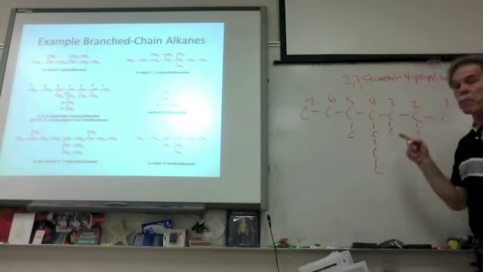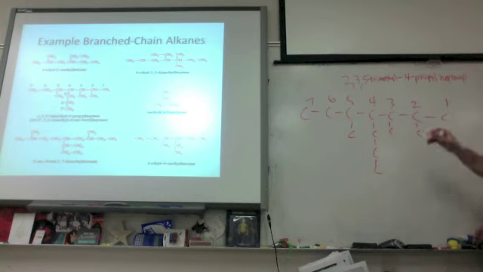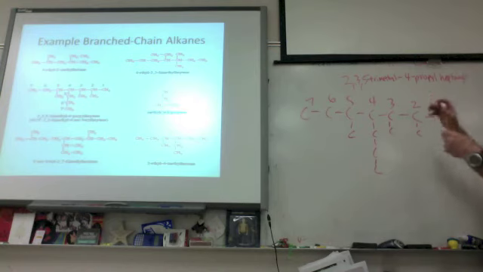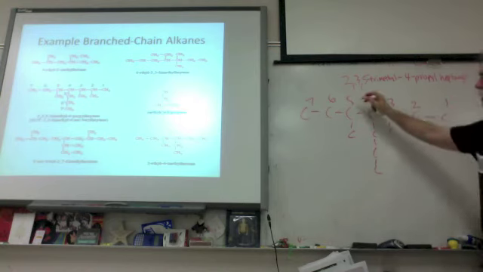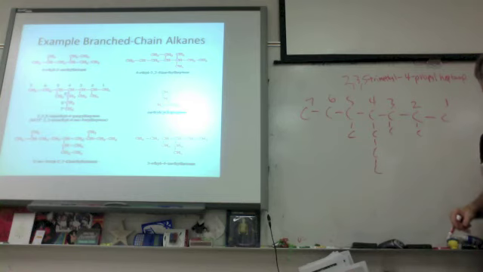Okay? Really complicated. I know it seems that way, but if you break it down, let's say we were given the name and we had to draw it. First thing is draw the parent. 1, 2, 3, 4, 5, 6, 7. Methyls on 2, there's a carbon. 3, there's a carbon. And 5. And a propyl, prop is 3 carbons, 1, 2, 3 on carbon 4.